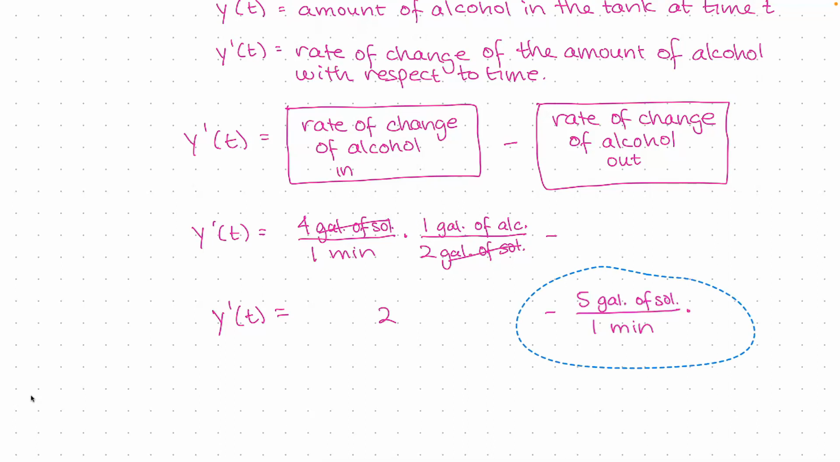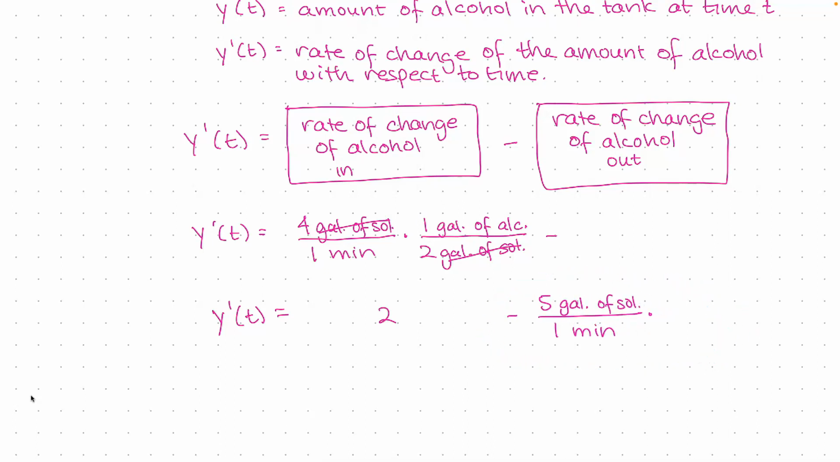I may need to move this over a little bit. So what we need to do, same kind of thing here. This is just where it gets a little trickier to think about. We need to figure out what the ratio of alcohol to solution is that this 5 gallons is made out of.